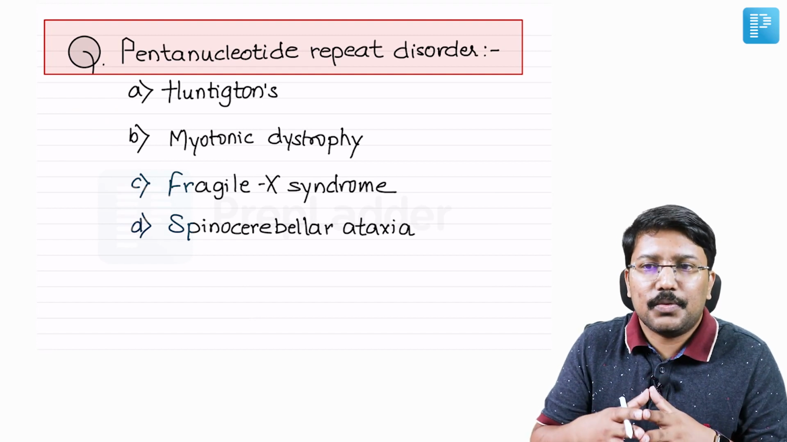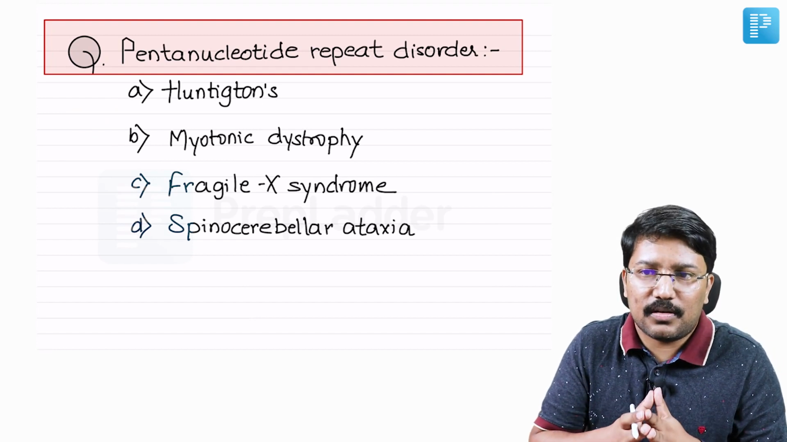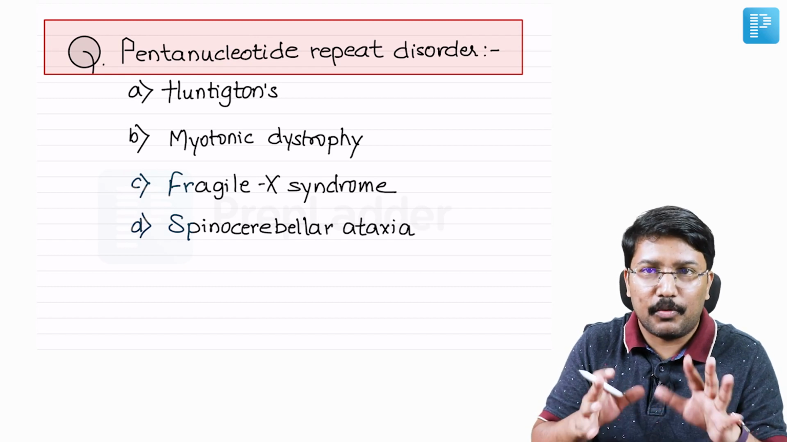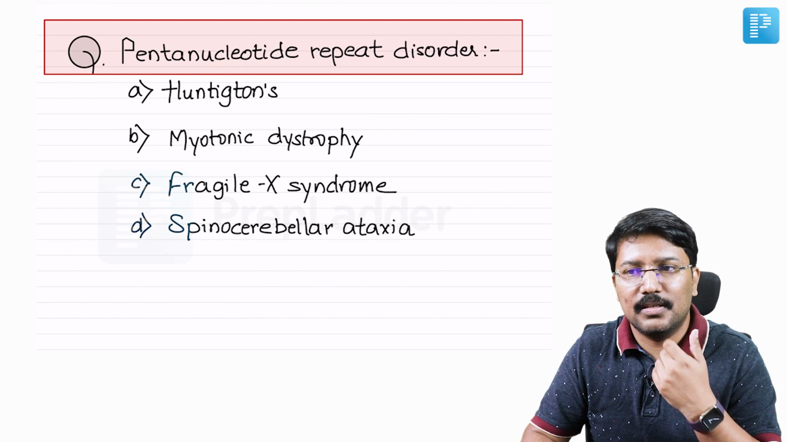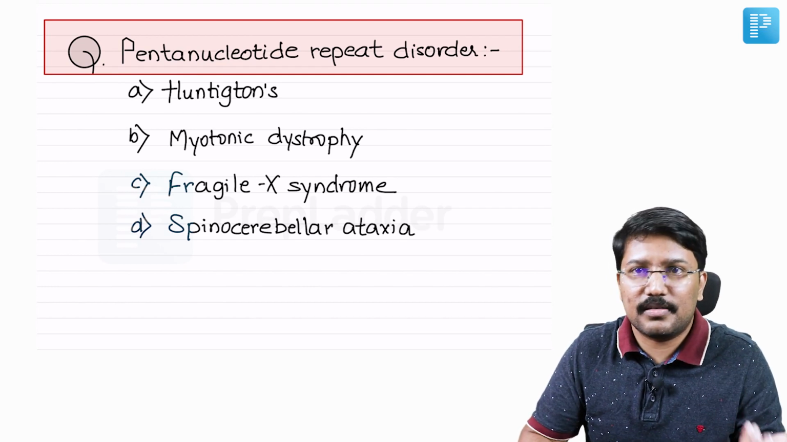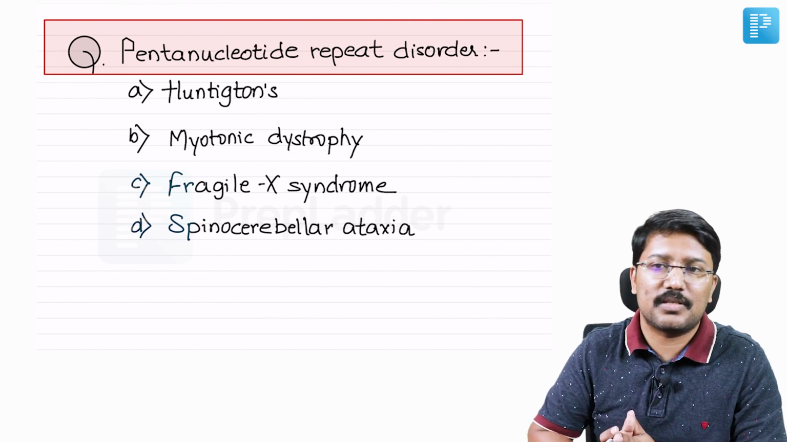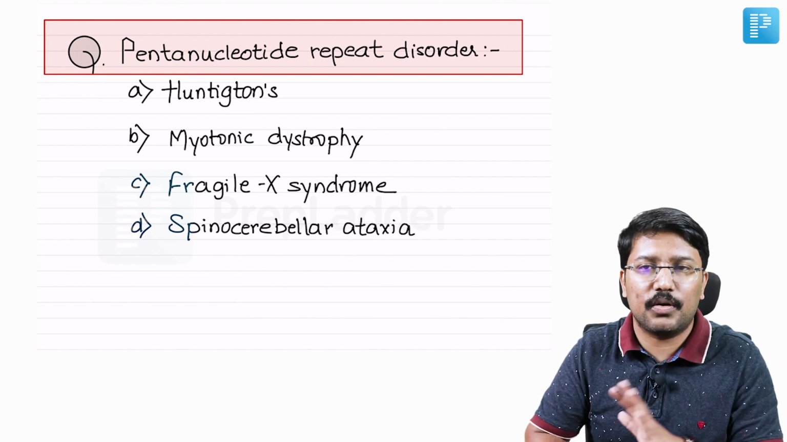Okay, the next question is about pentanucleotide repeat disorder. Which of the following is a pentanucleotide repeat disorder? I'm not sure. The question was like this, or they had asked which of the following is not a pentanucleotide repeat disorder, but from the options we have collected, it seems like the question was like this: which of the following is a pentanucleotide repeat disorder?